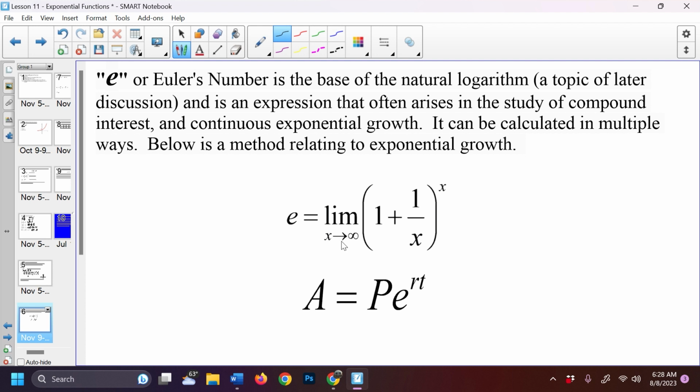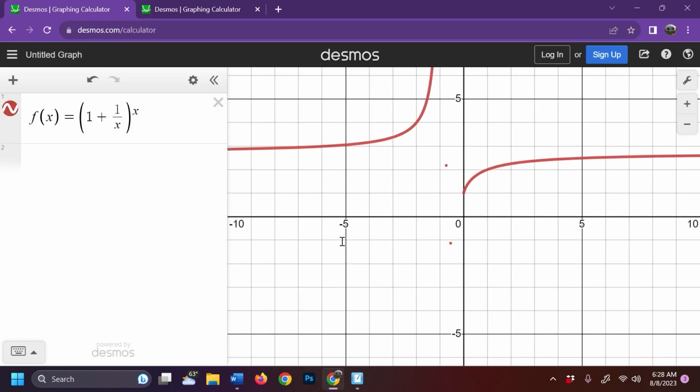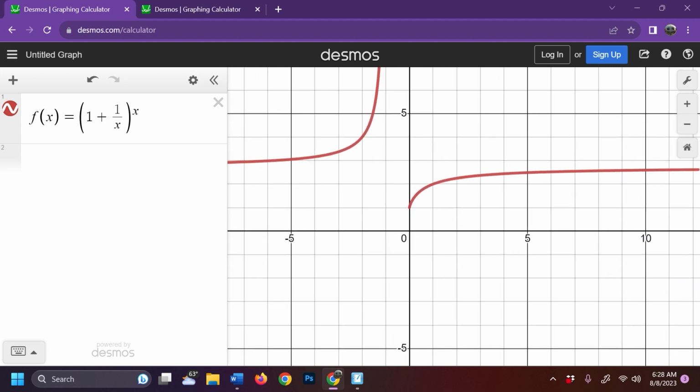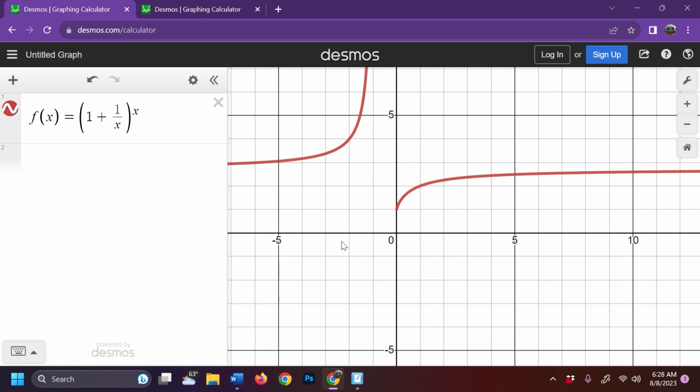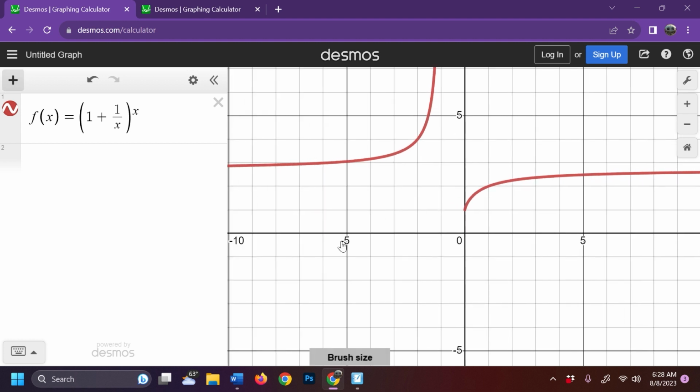So let's take a quick little Desmos break and talk about that number e. So here I have a function f of x equals 1 plus 1 over x to the x. And already by looking at the graph, it looks as if I have some sort of horizontal asymptote. But let's add in a table.